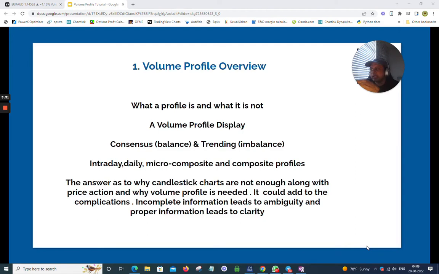So it could add complications, but when there's ambiguity in your mind, you can take decisions that can go wrong. When you get more information, that leads to clarity, and the more the information, the more you have the edge when you trade in the market.